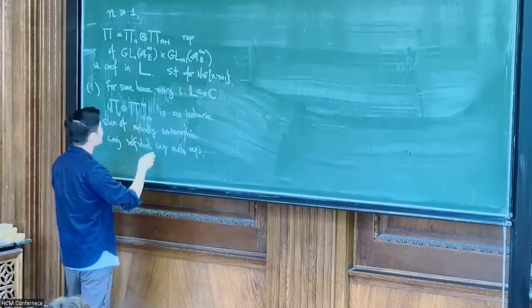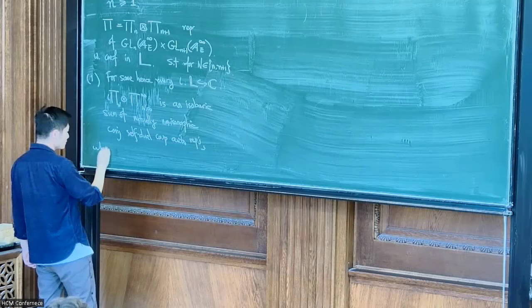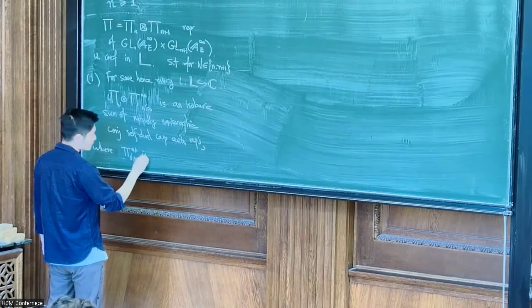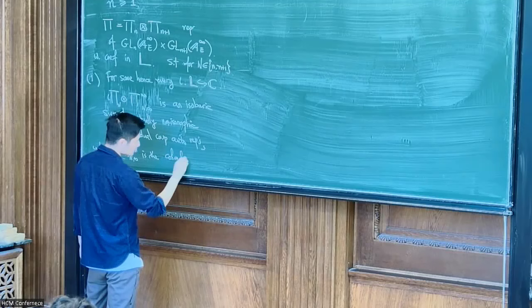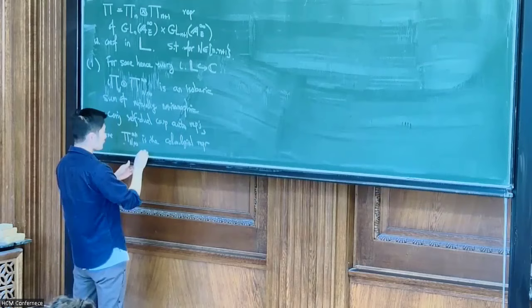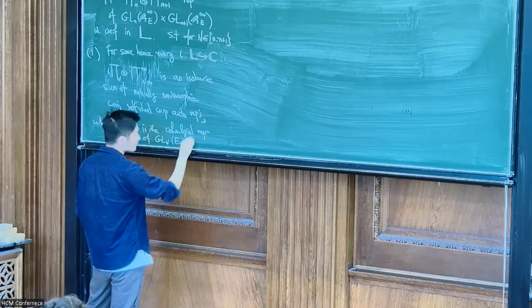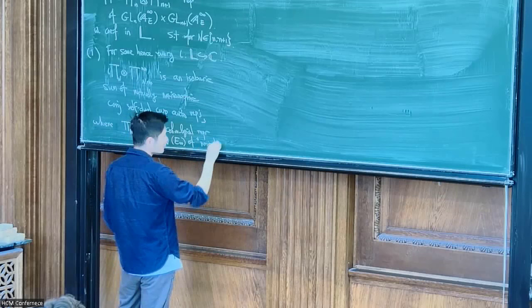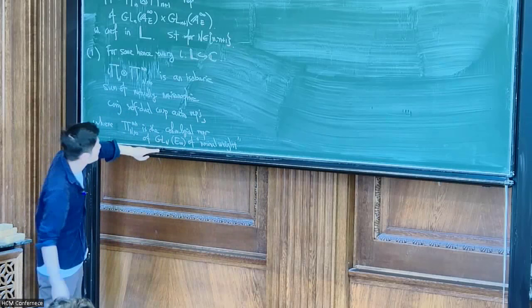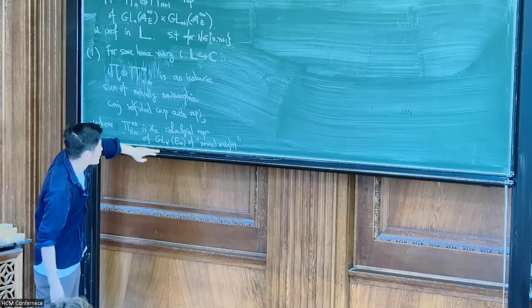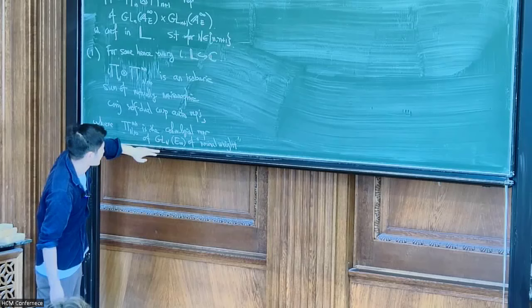What is this infinity component? Here π_{N,∞} is the cohomological representation of GL_N(E_∞) of minimal weight. You can write down this representation very explicitly, but I'm not going to do that. This is an analog of a base change of the weight 2 discrete series to C, or an analog of that in higher rank. That's the first condition.